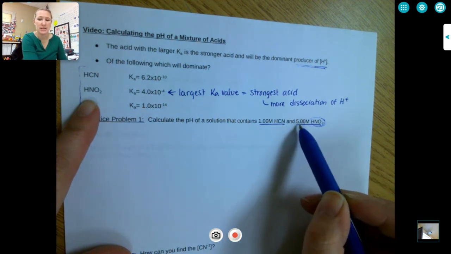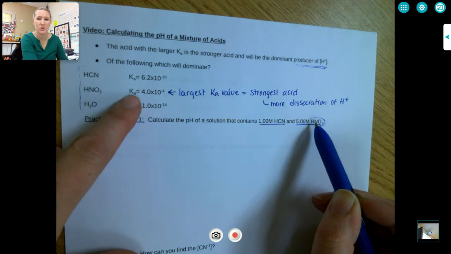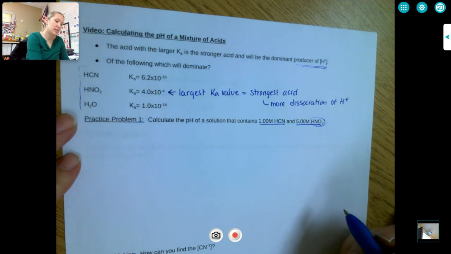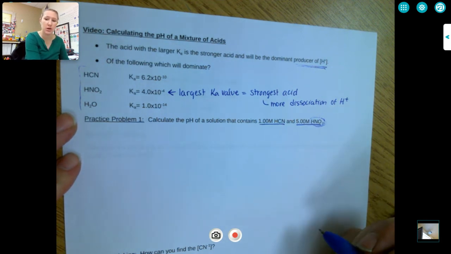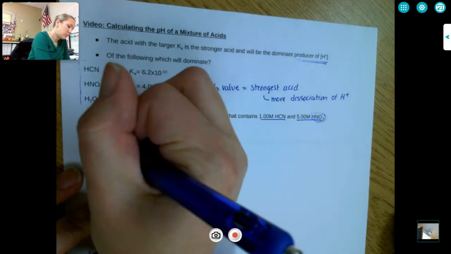Now, we're not choosing this because of the higher concentration. We're choosing it because it has the higher Ka value. So more hydrogen ions are going to come off in solution. So I'm going to set up to see how many hydrogen ions are going to come off in solution, which is going to determine the pH of my solution.